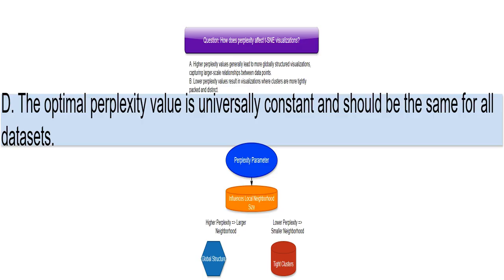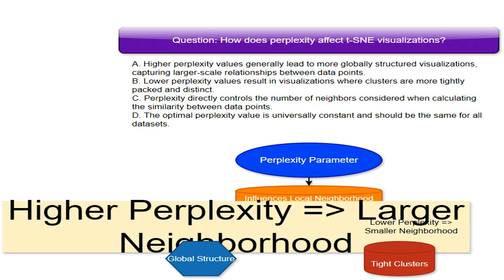Perplexity is a control setting in TSNE. It determines the size of the local neighborhood considered when the algorithm compares how similar data points are to one another. I like to think of this like a circle around each data point. Perplexity affects the radius of that circle, determining how many data points are considered neighbors.